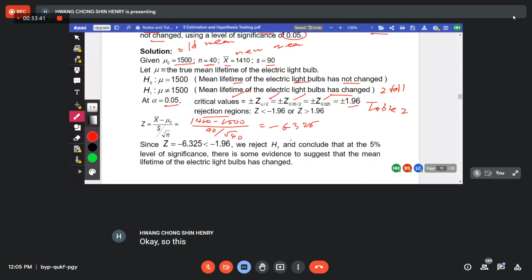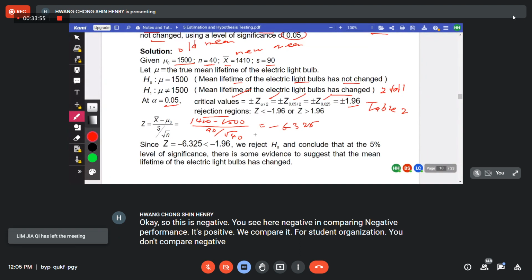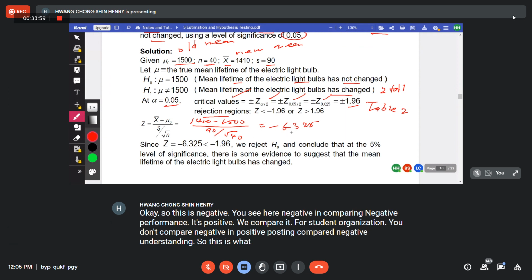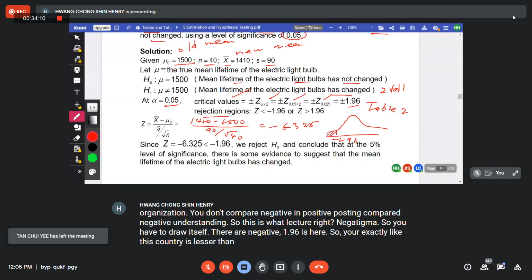Okay, so this is negative. You see your Z value is either positive or negative. If negative, you compare with negative 1.96. If positive, you compare with positive 1.96. You don't compare negative with positive. Understand? So this is the left tail, right? Negative mark. So you have to draw the normal curve. Your negative 1.96 is here. So your Z of negative 6.3 is lesser than this one, so it is right here.